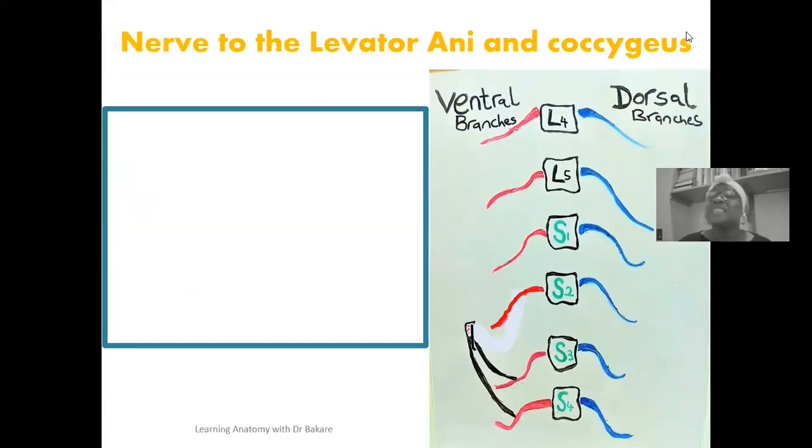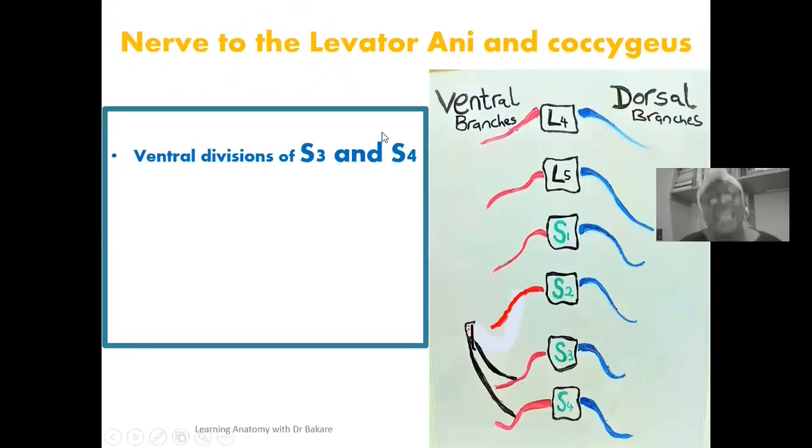This nerve is one of the emergences of the ventral divisions of the anterior rami of the sacral plexus. And you see it emerging from the ventral divisions of S3 and S4. This is where we have S3 at this point, and this is where we have S4. So you see the ventral divisions of the anterior rami of S3 and S4 coming together at this point that is arrowed here in yellow to form the nerve to the levator ani and also the coccygeus.